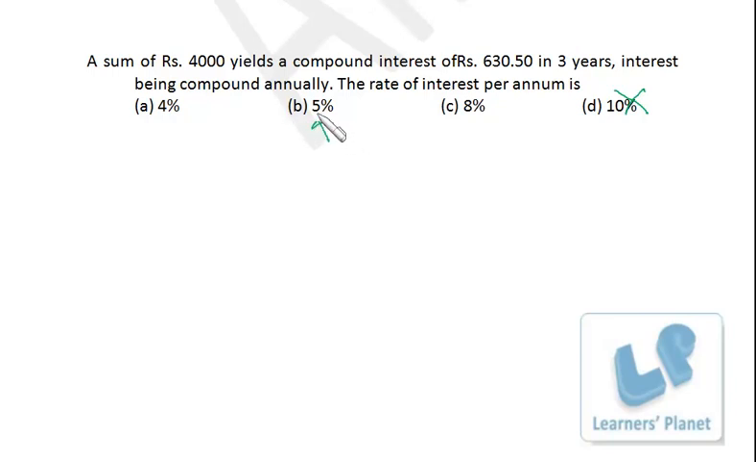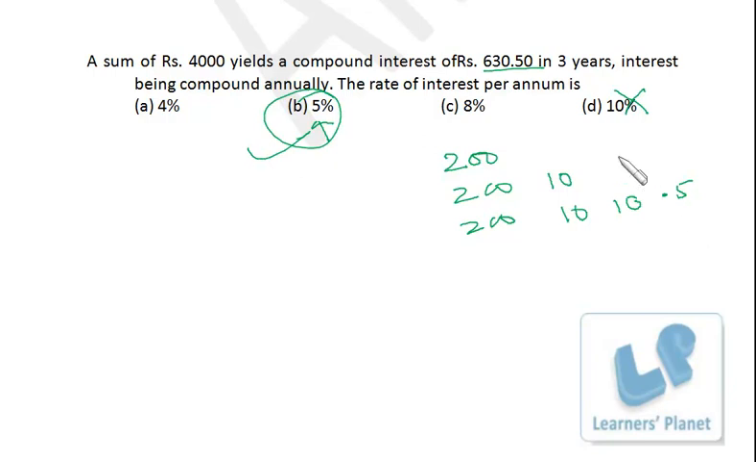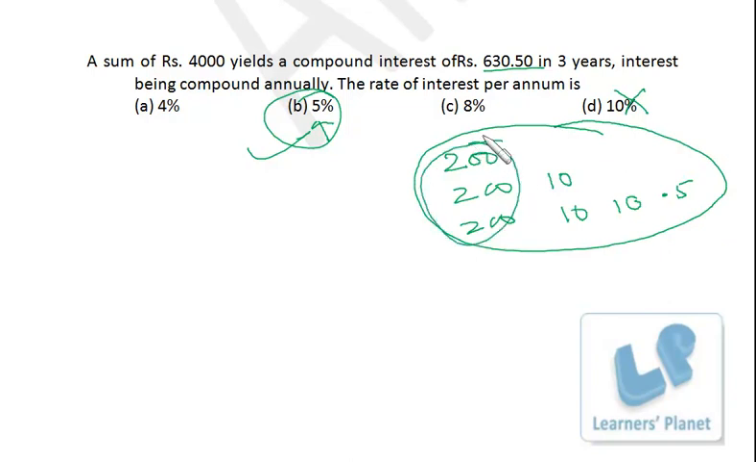Check with 5%. Now suppose 5% is the per annum interest rate, then 4000, 5%. Simple interest will be what? 200 for the first year, 200 for the second year, 200 for the third year. Compound interest: 200, 5% of it is 10 rupees, 10 rupees. And in the third year, 5% of this and 5% of this. So the total comes to 630.5. So this is the correct answer. Okay, this is the calculation of compound interest. This is simple interest, and if you are asked the difference between compound interest and simple interest for the 3 years, then it is 30.5 rupees. Okay.